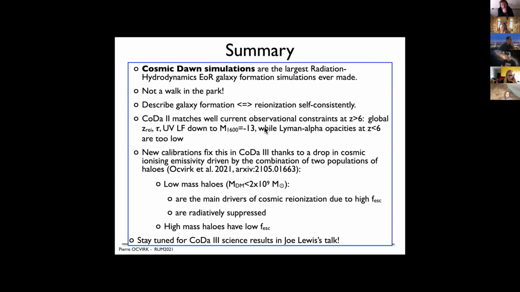Cosmic Dawn 2 worked already pretty well, but Cosmic Dawn 3 works better, in particular thanks to the mechanism that I explained, where suppression plays an important role in preventing the Lyman alpha forest from becoming too transparent after reionization. So I'll stop here and just say stay tuned for Joe Lewis's talk, where he will present more science results from this simulation. That's it. Thank you.